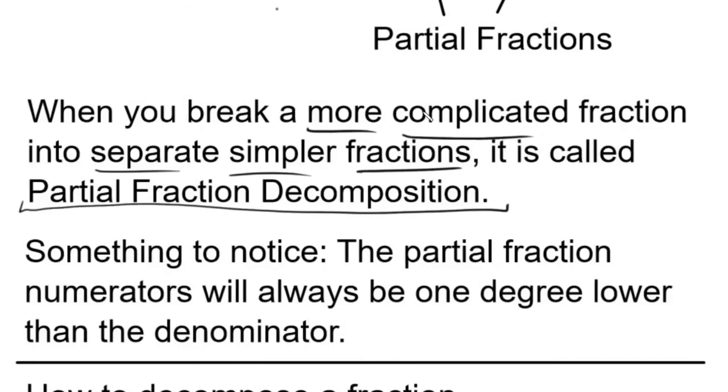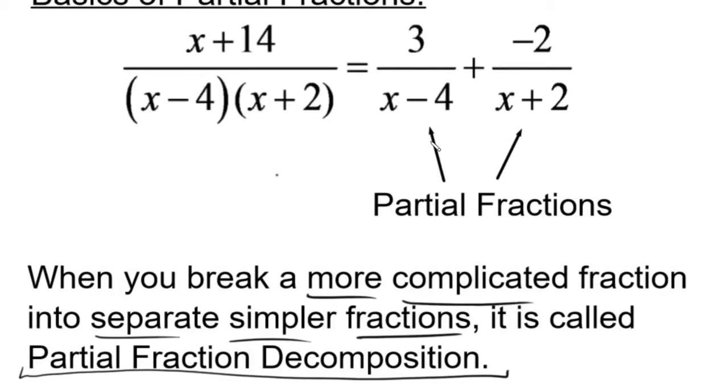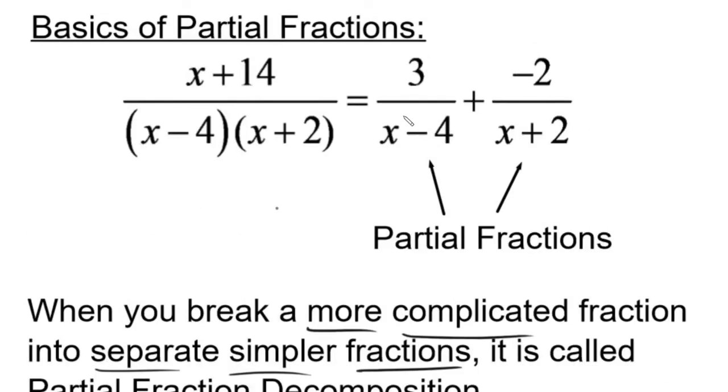Something to notice, and this is a really important thing to notice. The partial fraction numerators will always be 1 degree lower than the denominator. So if you look here, you have x to the first power, so it's a degree 1 polynomial. The numerator has no x's, aka x's to the 0 power. So if you look, 0 is 1 less than 1.